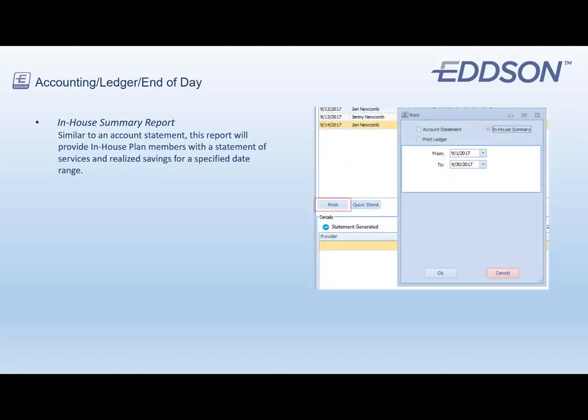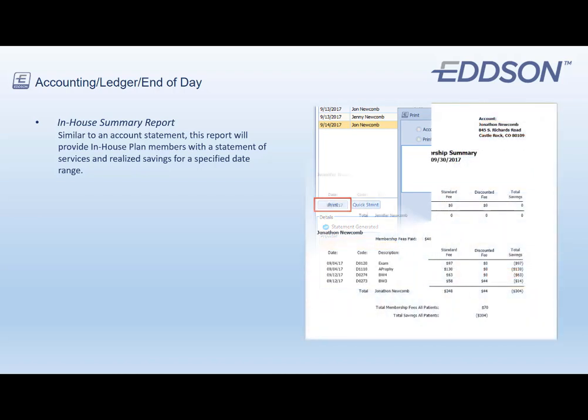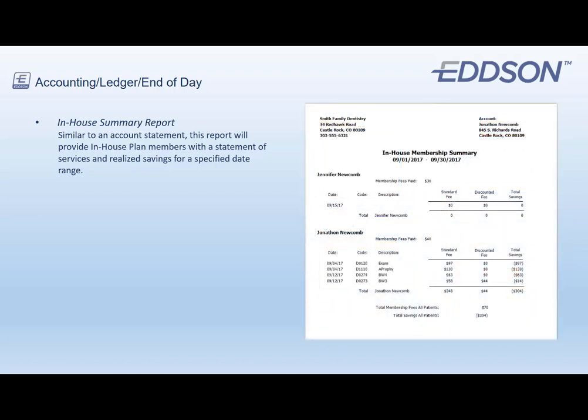On your event ledger, under the print options, for those patients in an in-house plan, an option called in-house summary will appear. If you'll click that, note the date range, it will default to the current month. Click the OK button, and this will generate an in-house membership summary which will show by patient, services that have been completed, as well as discounts received and total savings.